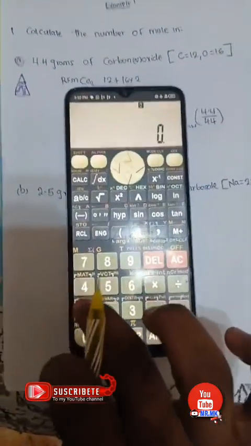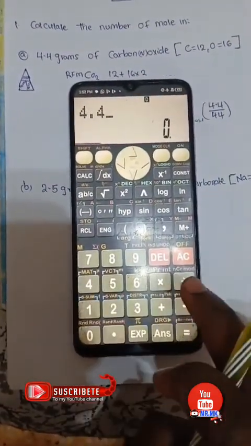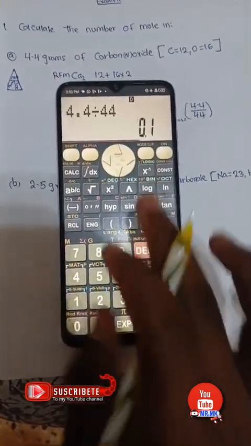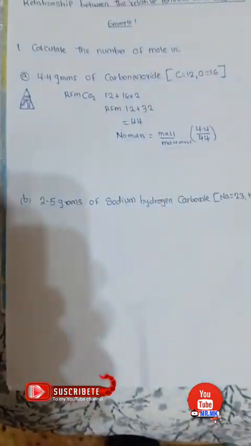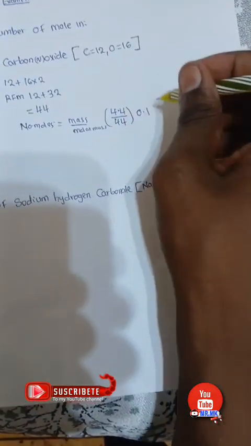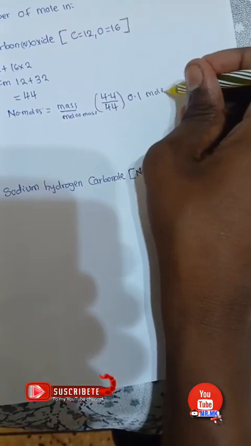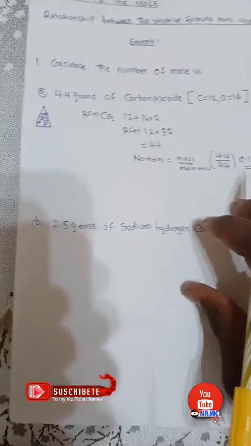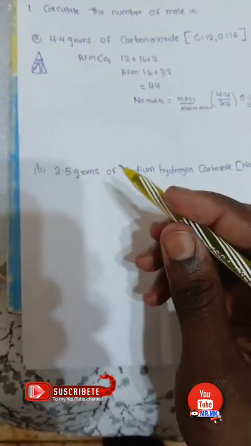4.4 divided by 44, which is 0.1 moles. That is the moles of carbon dioxide. Let's do the next one.